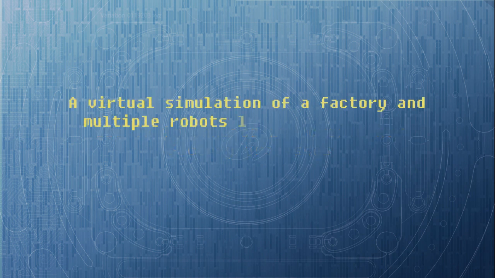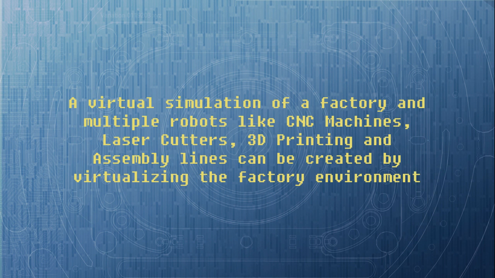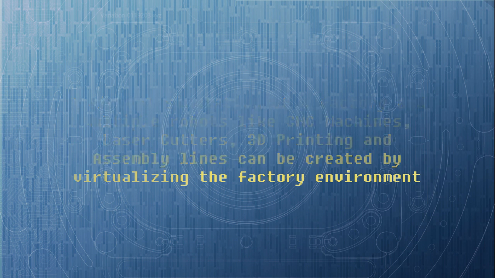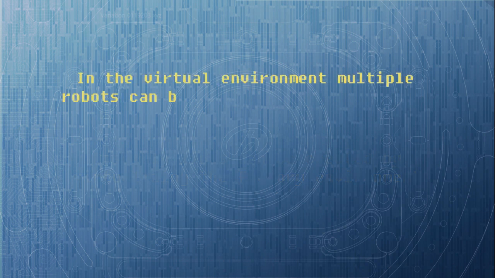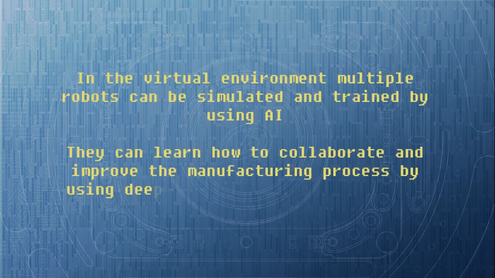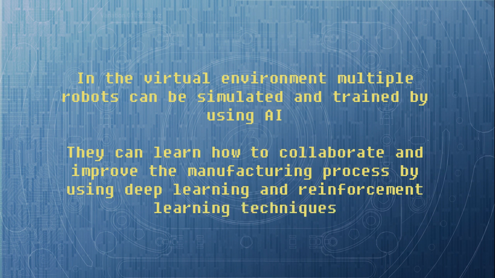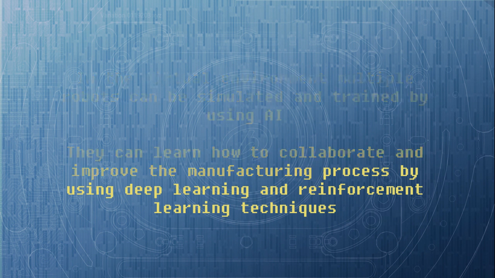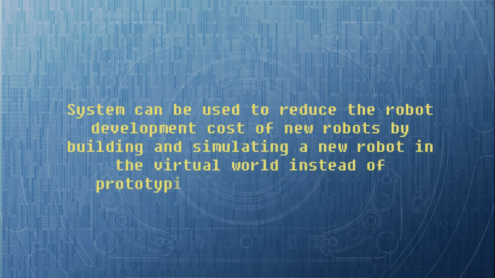A virtual simulation of a factory and multiple robots like CNC machines, laser cutters, 3D printers and assembly lines can be created by virtualizing the factory environment. In a virtual environment, multiple robots can be simulated and trained by using AI. They can learn how to collaborate and improve the manufacturing process by using deep learning and reinforcement learning techniques. Because the process runs in virtual reality, it is much cheaper and safer than trying to train the real robots.